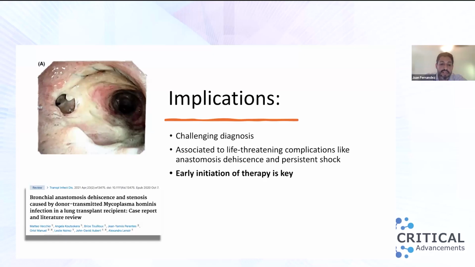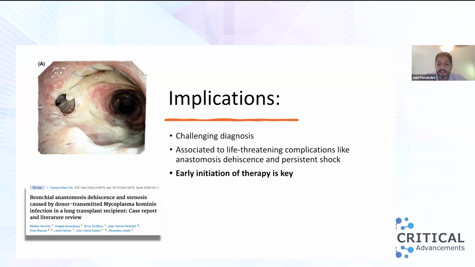In this case, I emphasize the case of Mycoplasma hominis, which is being really linked not only to life-threatening conditions like hyperammonemia syndrome in the early post-lung transplantation period, cause of death from serial edema post-transplantation, but also associated with life-threatening complications like anastomosis dehiscence and persistent shock.